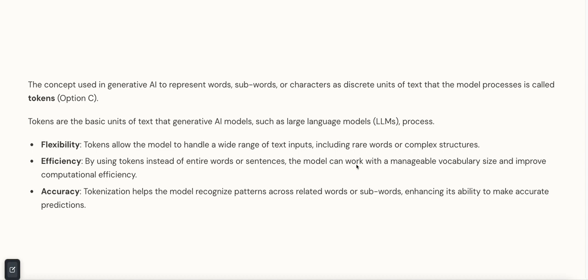The concept used in generative AI to represent words, subwords, or characters as discrete units of text that the model processes is called tokens. Tokens are the basic units of text that generative AI models process. Tokens allow the model to handle a wide range of text inputs, including rare words or complex structures. By using tokens instead of entire words, the model can work with a manageable vocabulary size and improved computational efficiency. Tokenization helps the model recognize patterns across related words or subwords, enhancing its capability to make accurate predictions.